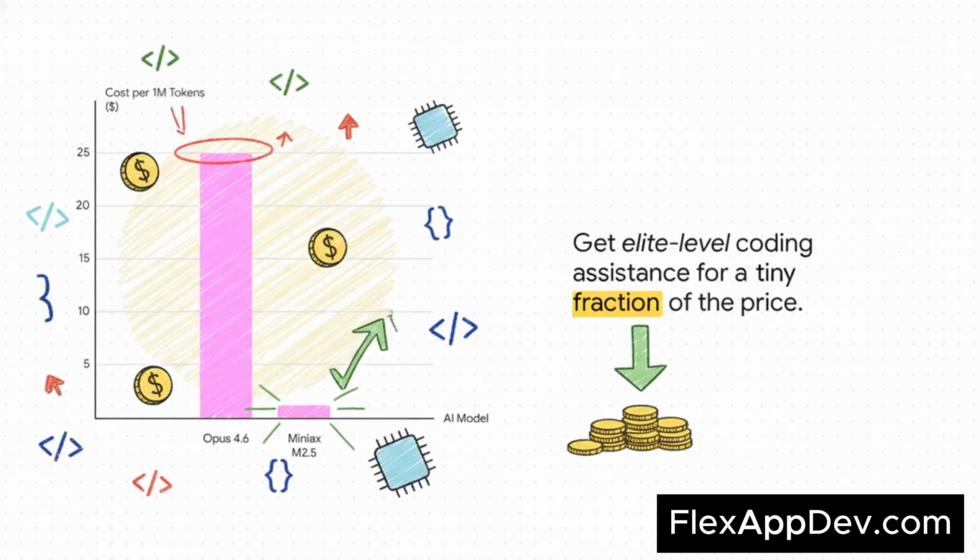It's wild. To process 1 million output tokens, Claude Opus costs about $25. With MiniMax 2.5, that same exact workload costs you just $1.20. You are getting elite-level coding assistance for a tiny, tiny fraction of the price.